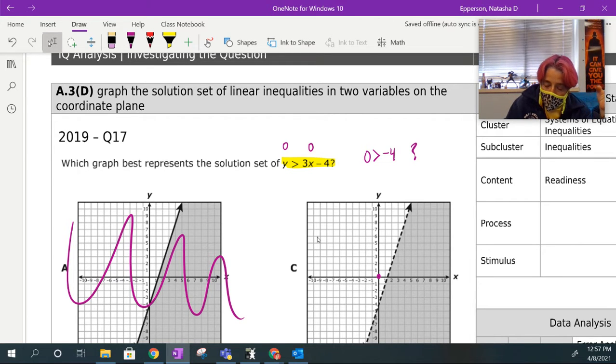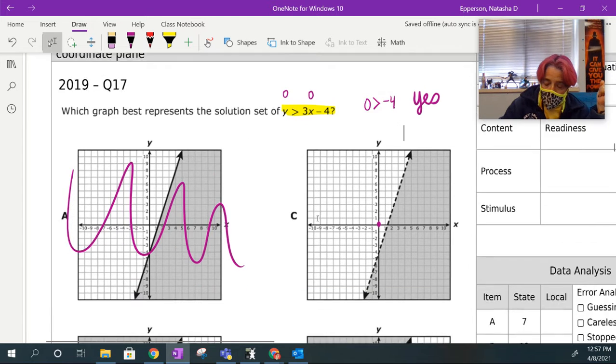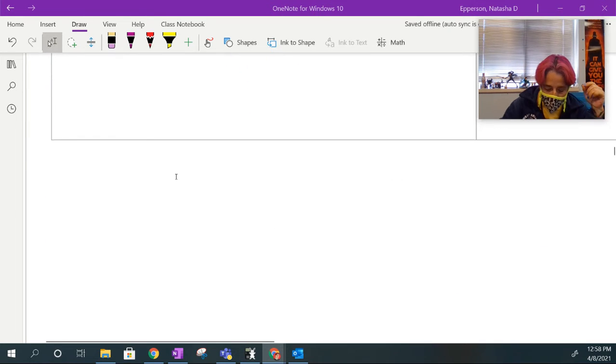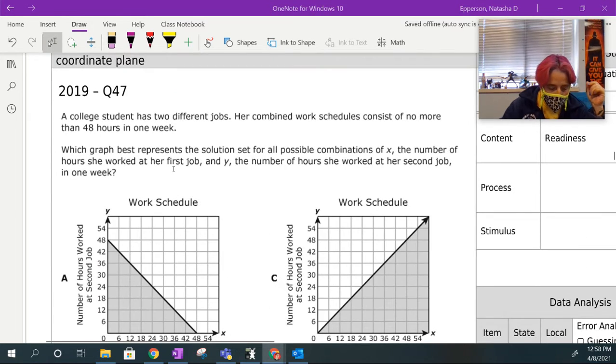0 is greater than negative 4. This is yes. 0 is greater than negative 4. So that means 0, 0 should be a solution. So that gives me my answer choice D. All right, so we have our answer choice D. Now, let's look at the next question.